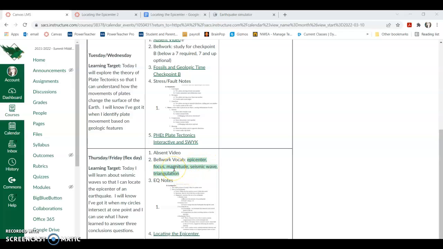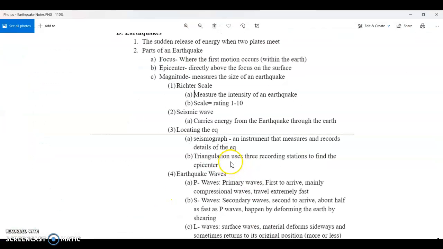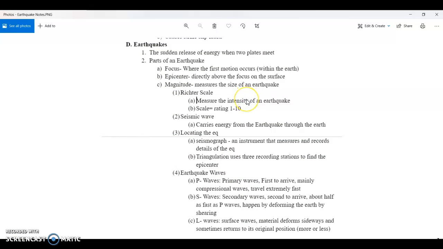Once you finish your vocab, your next move is to go ahead and add these earthquake notes to your notes document. So if you scroll up in your notes document, after we talked about stresses, faults, and boundaries, we have a next section, earthquakes. It's a sudden release of energy when 2 plates meet or slip past each other.